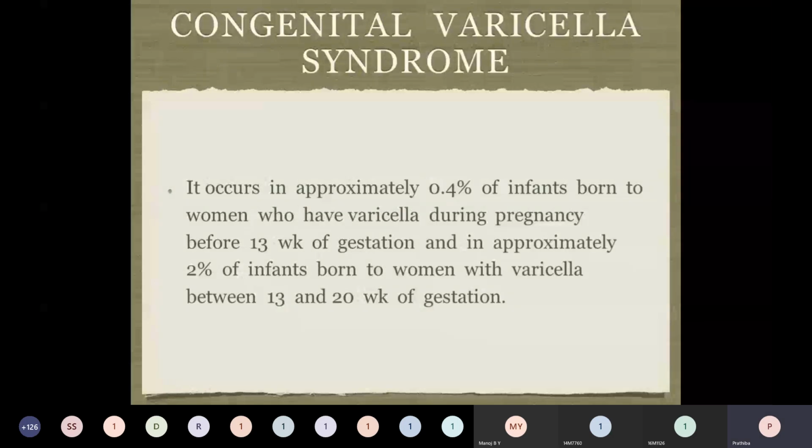What about congenital varicella syndrome? It happens in approximately 0.4%, meaning 4 out of 1,000 babies born to women who have varicella during pregnancy before 13 weeks of gestation, and approximately 2% of infants born to women with varicella between 13 and 20 weeks of gestation.